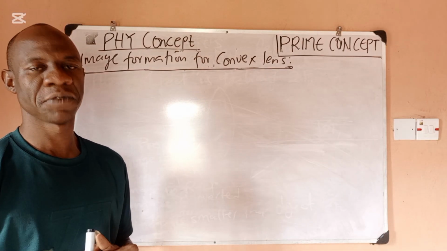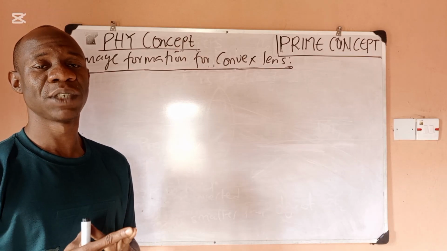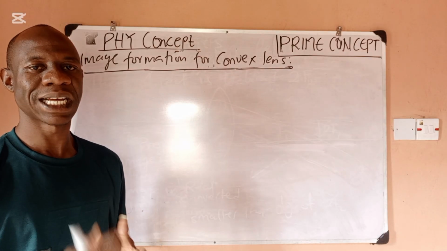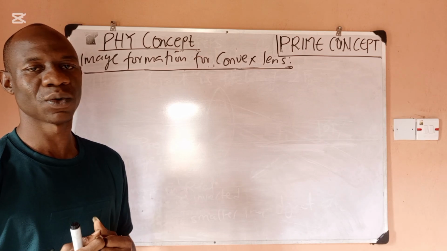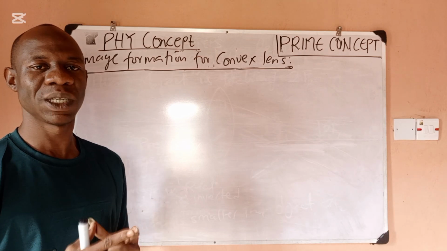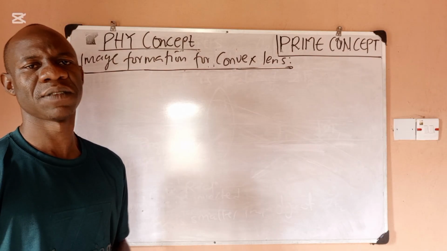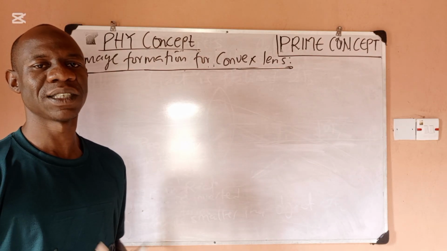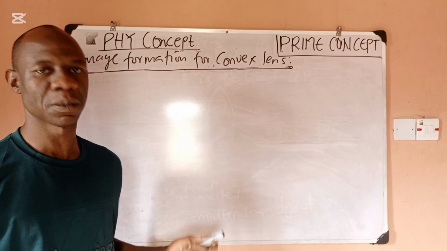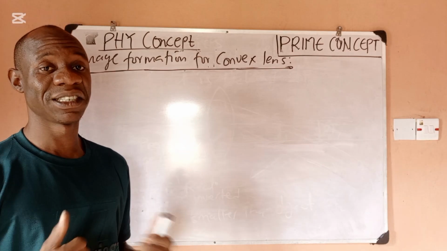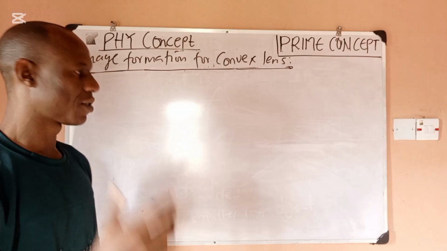In our previous video, we considered when the object is placed behind 2f2. We saw that the image will be formed between f1 and 2f1. And we saw the properties of that image. One of the properties we saw is that the image is actually diminished, it's smaller. We saw that the image is real. We saw that the image is inverted, right? Yes, and these are some of the properties we saw.